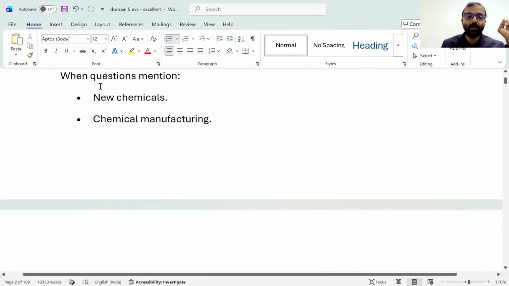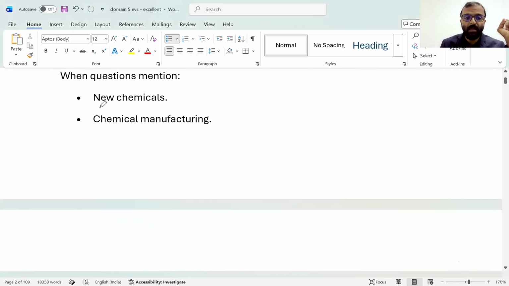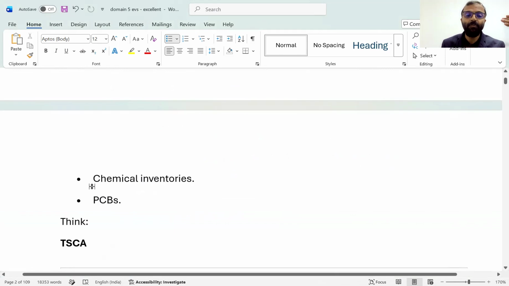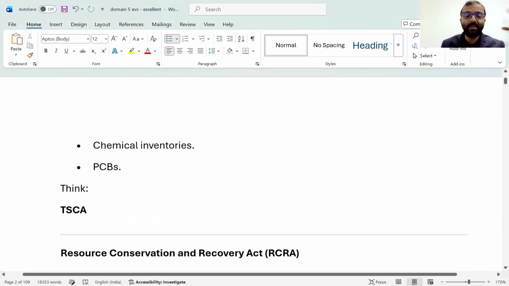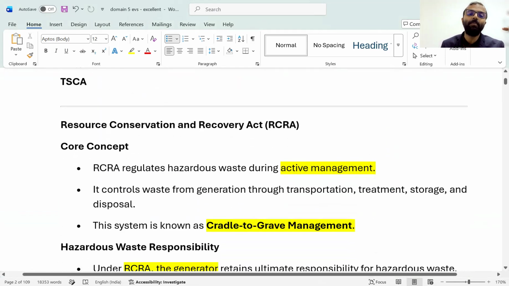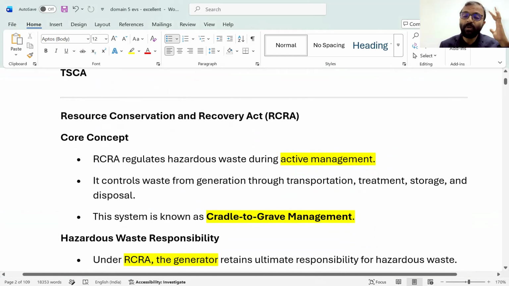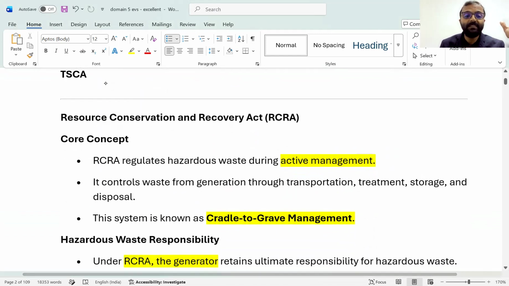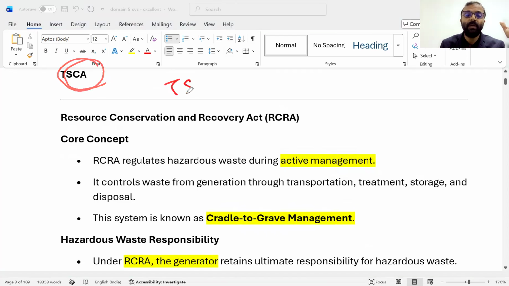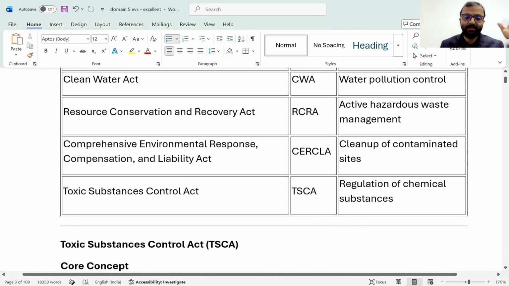Okay. So when a question is asked in the examination, about new chemicals, if you want to introduce new chemicals, if you want to manufacture chemicals, if you have chemical inventories, or if you have PCBs, what you have to check, what should come into your mind, is the TSCA law. Toxic Substances Control Act, TSCA.